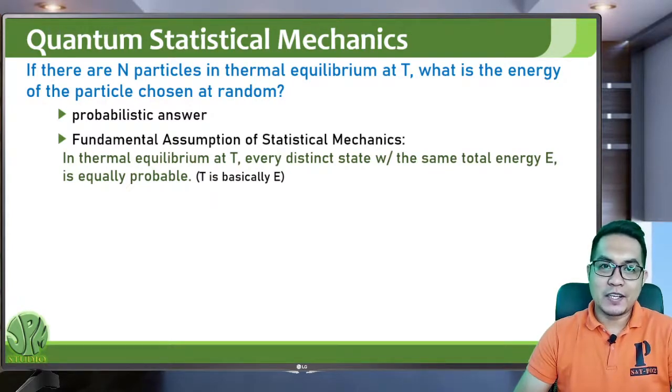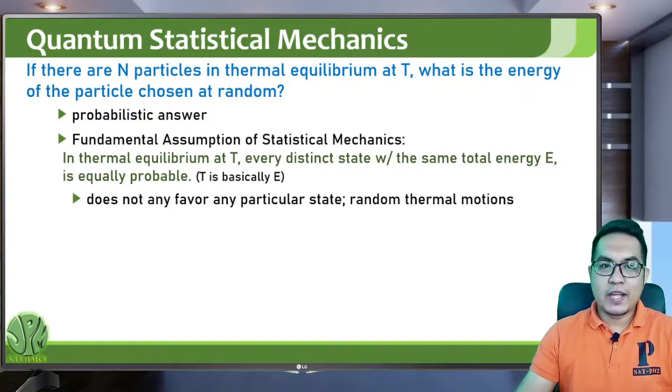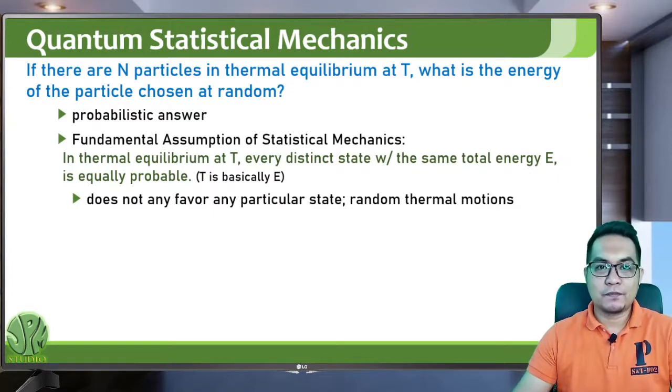So what this means is that in statistical mechanics, temperature is basically energy, because if you recall, one of the fundamental equations there is E is kT, the thermal energy. Energy is kT. It's basically temperature. Okay, so this also means that statistical mechanics does not favor any particular state. You only have random thermal motions. But again, if they have the same energy, then they are equally probable.